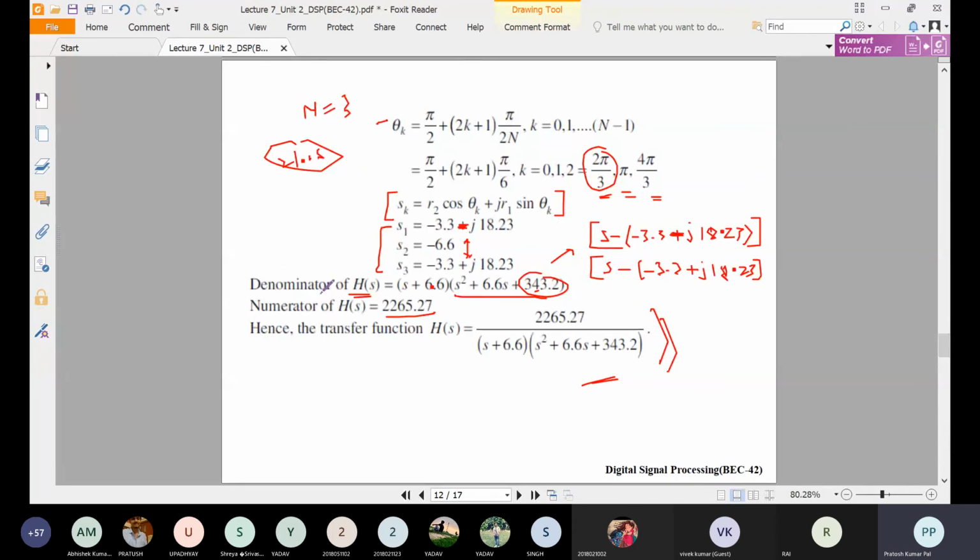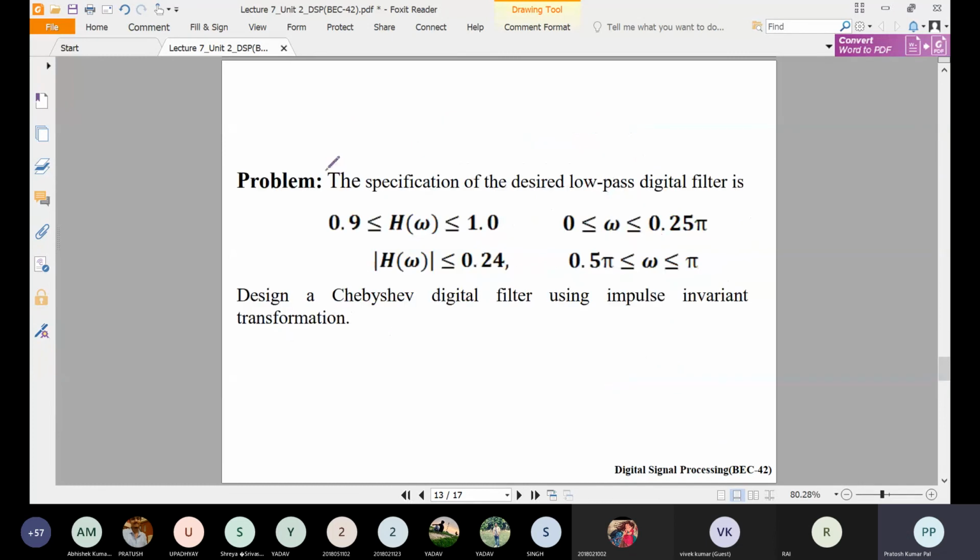In case of Chebyshev method, we have seen this example. We will be seeing the next example. Like suppose another example is there. In that example, this is the given specification for a low pass filter. Okay, so we need to design a Chebyshev digital filter using impulse invariance transformation. So we need to use impulse invariance method to convert this analog specification to a digital filter.